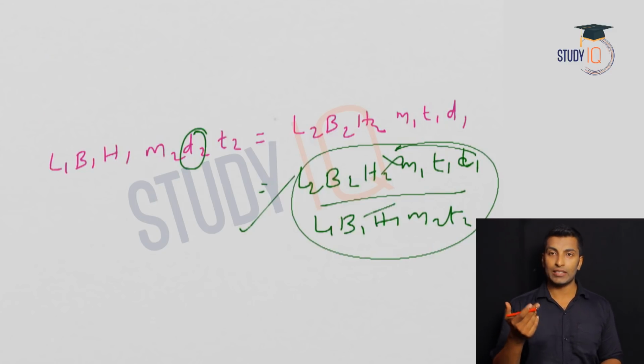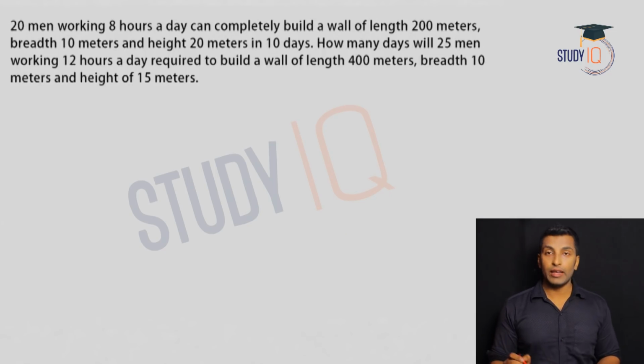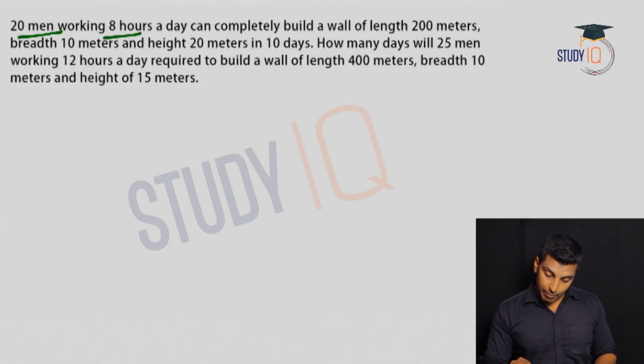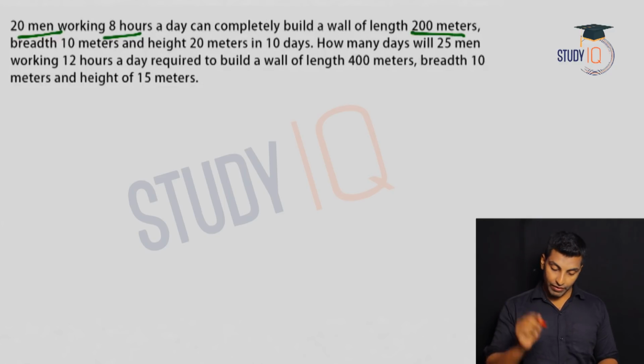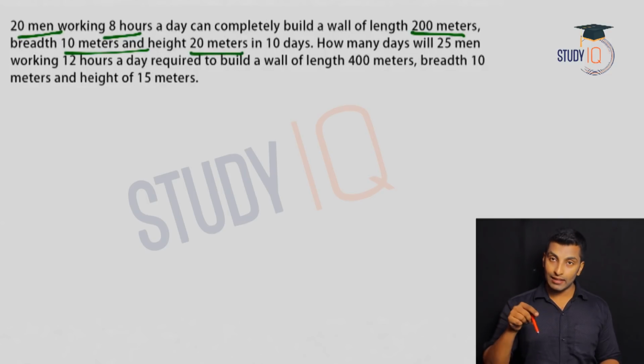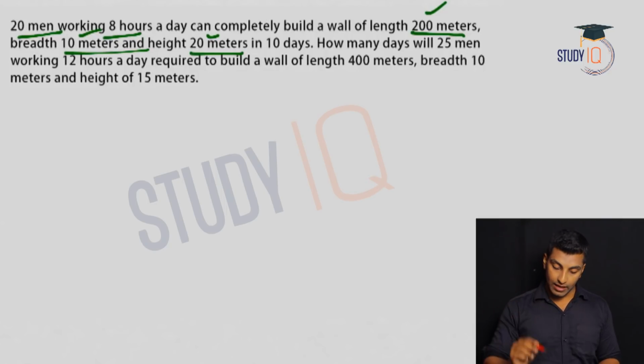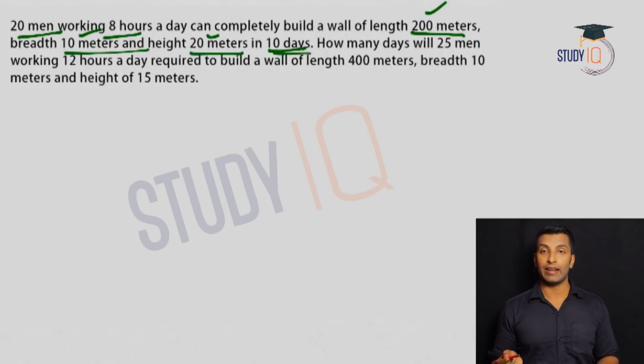That's it. If you want one example, see this question. What is given? 20 men working 8 hours, so M1 and T1 are given. They can build a wall of 200 meters length, 10 meters breadth and 20 meters height. So L, B, H are given. D1 is also given, 10 days.